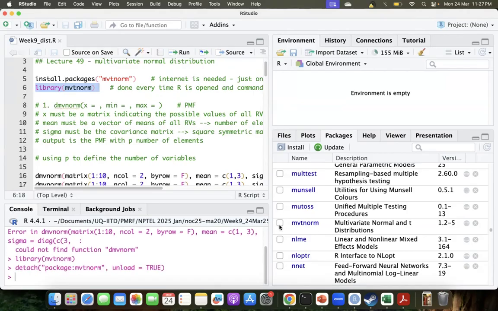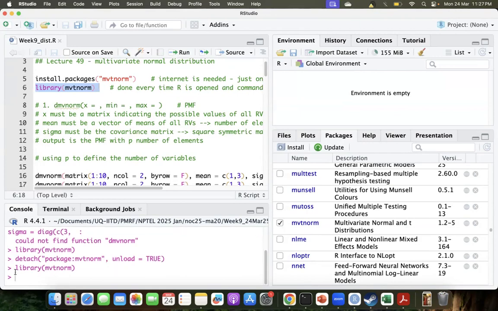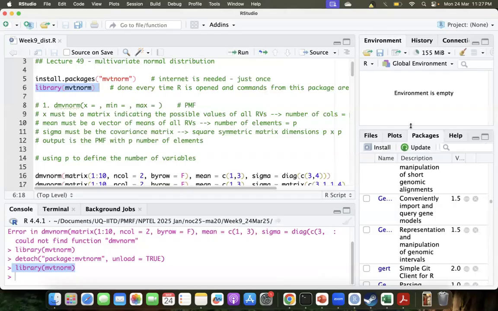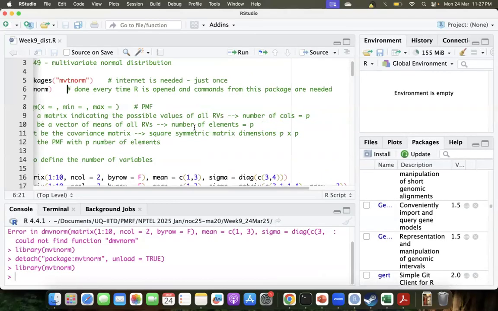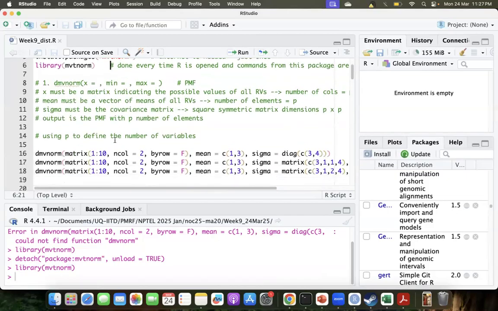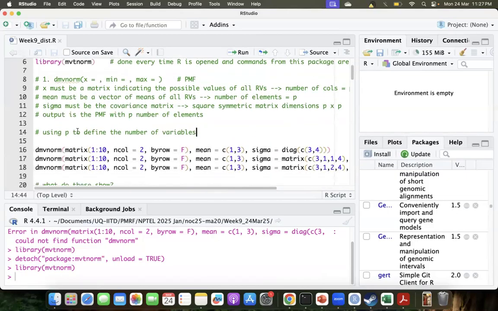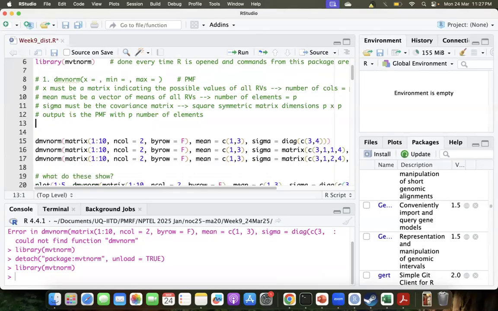You could also directly do it from here. It does the same thing. But yes, one of these two things has to be done. Okay, now that we have called the library, again this is not required.